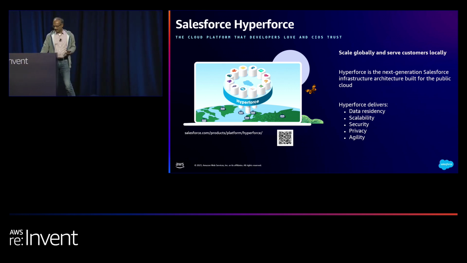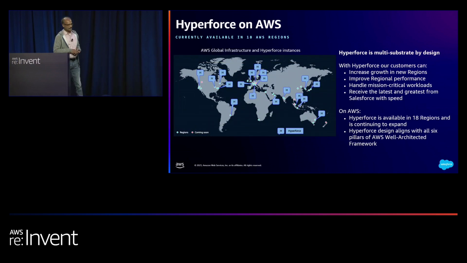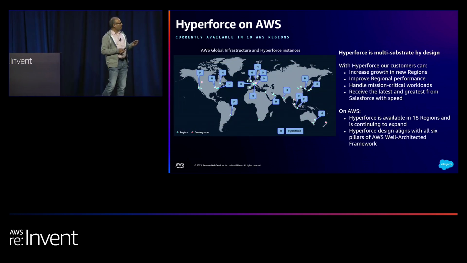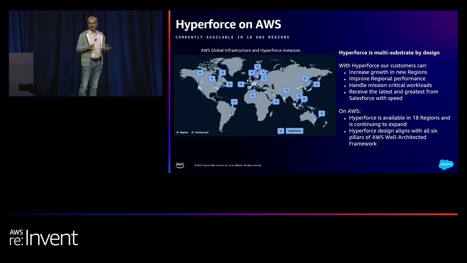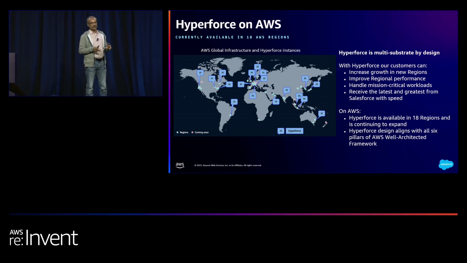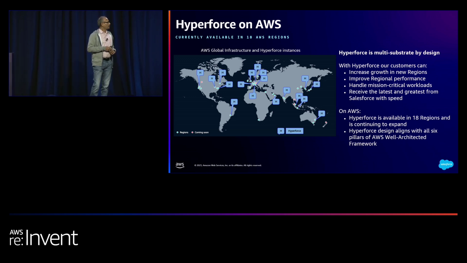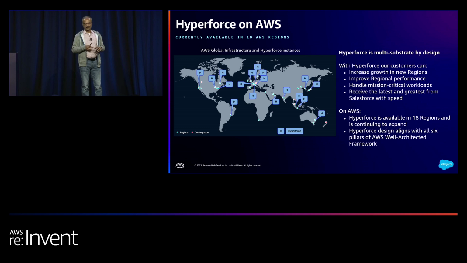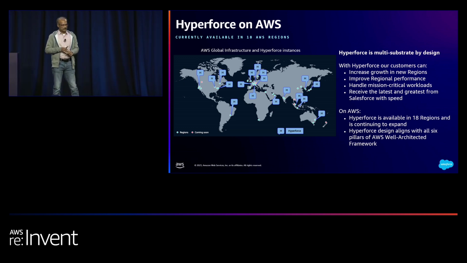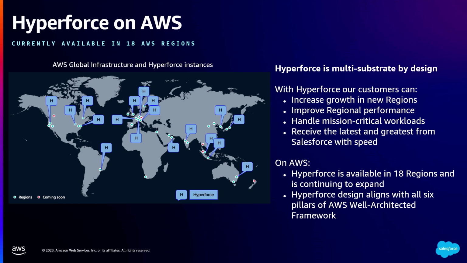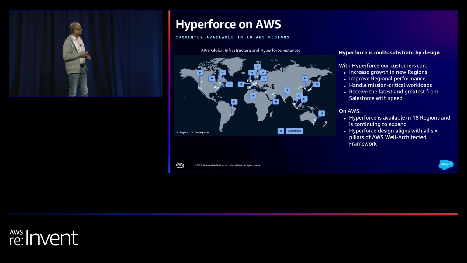And so now let's look at how Hyperforce is on AWS. Hyperforce by design is multi-substrate, which means in addition to AWS, we do work with a few other cloud providers. But as of now, AWS is our primary cloud provider. The map that you see here has the AWS global infrastructure map overlaid, showing all the regions where Hyperforce is currently live and serving production traffic with live customers on it. And as you can see, there are about 18 AWS regions where Hyperforce is currently live.